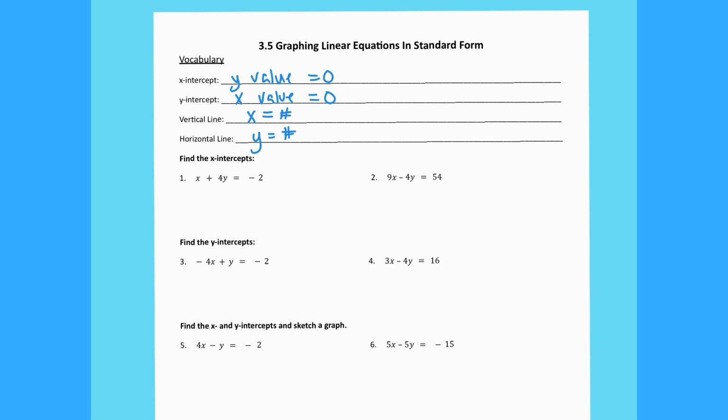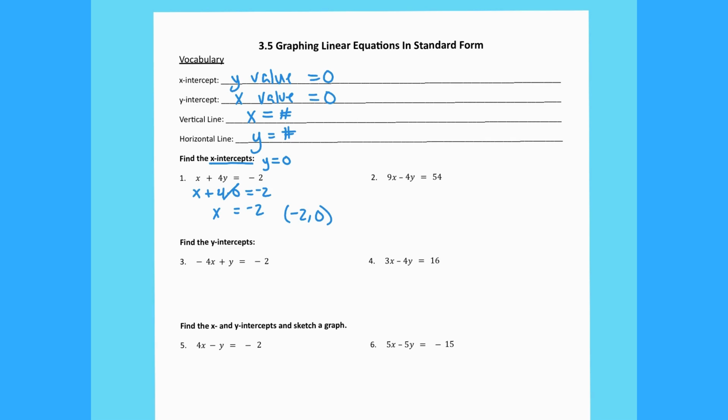So first example, find the x-intercepts. We're just finding the x-intercepts. So we said that the y value will be 0. So we're going to make the y value be equal to 0. So x plus, and then instead of 4 times y, it's going to be 4 times 0 is equal to negative 2. And then 4 times 0 is 0, so this essentially just goes away. So we have just x by itself is equal to negative 2. And then the ordered pair for that is going to be negative 2, 0.